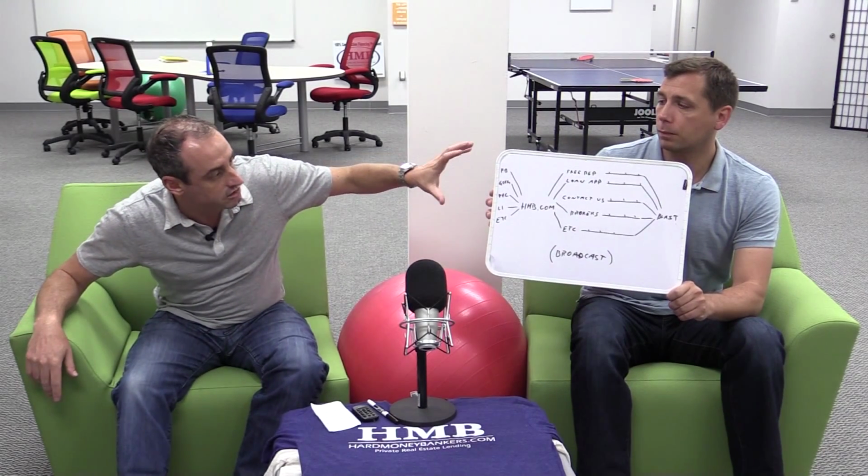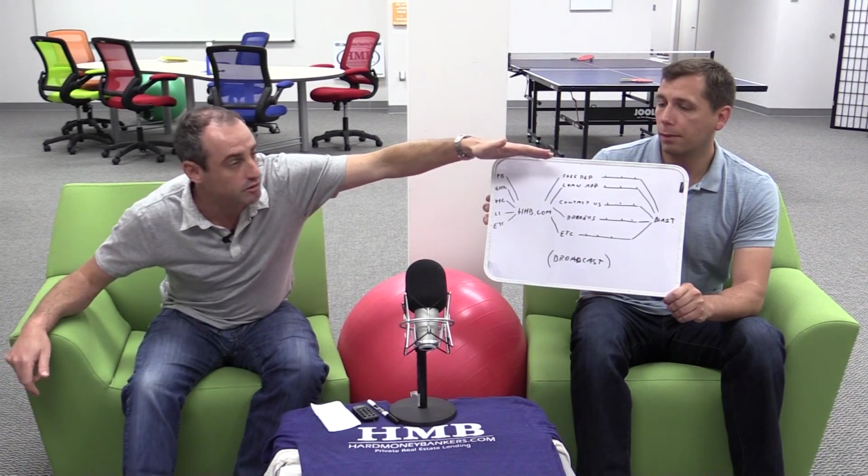Should we use this as an example? This is our HMB sequence. Hopefully you can see that from here. Do you want to describe what's going on? Sure. So this is one that we do for our lending company. Obviously there's traffic coming from the internet to Hard Money Bankers, and these are a bunch of different opt-ins that we have.